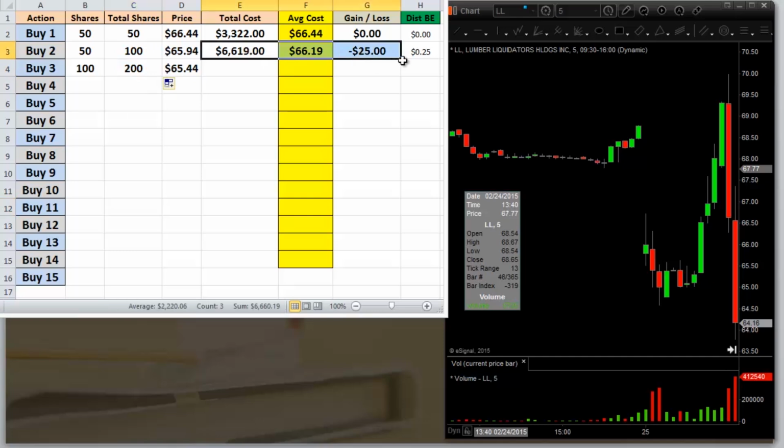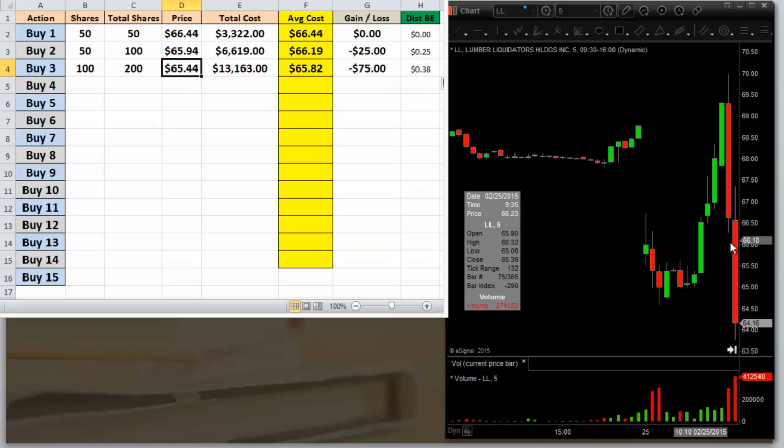And let's run these numbers. Your average cost would be at 65.22. Also want to keep in mind over here, this number is important because this is your distance to break even. So now in order to get back to this point, your average cost, remember, you got filled right here at 65.44. So now it's got to go up 38 cents in order for you to get just back to break even. But keep in mind, this move here went all the way down as low as 63.77.